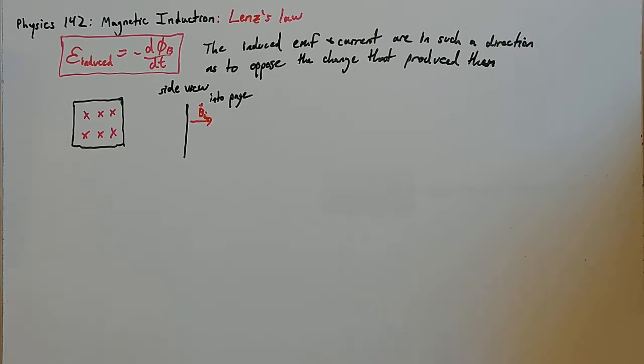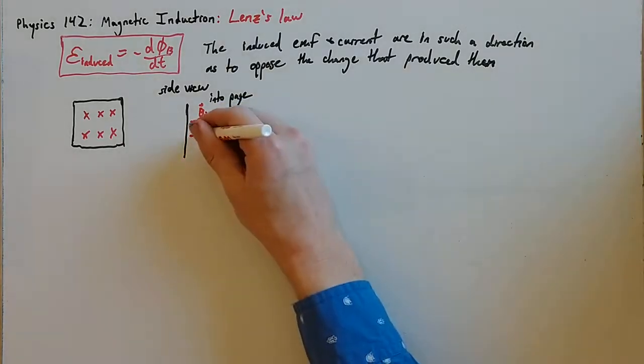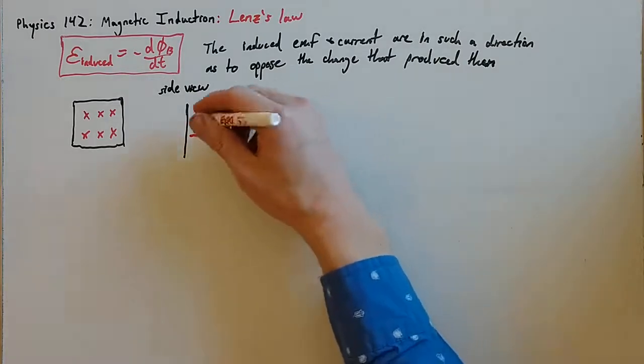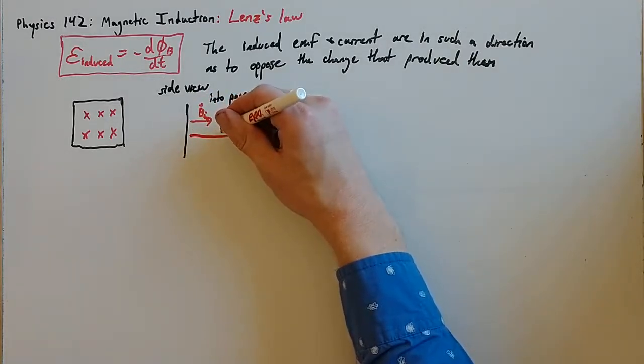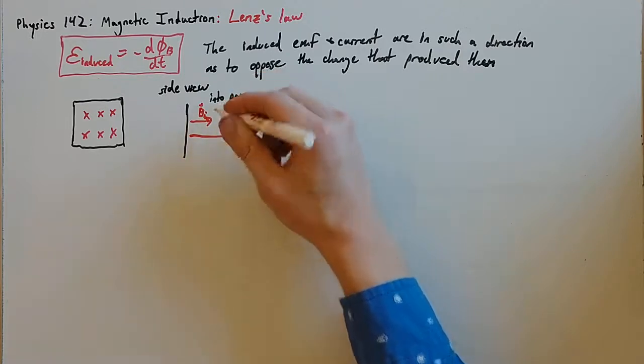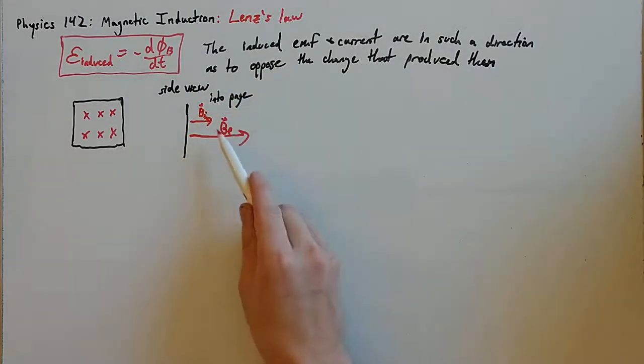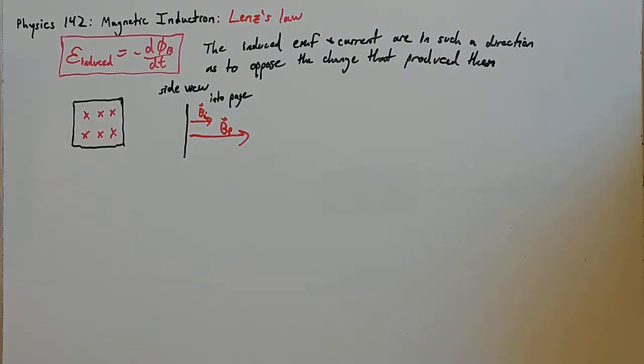So what needs to happen to make some current flow in the wire? We need to change the magnetic field. So let's imagine first that we make the magnetic field stronger. I'm doing that in red. At some later time, we increase the strength of the magnetic field. I'll draw that with a longer arrow, and we'll call this B final. So now we've changed the magnetic field. We've made it stronger.